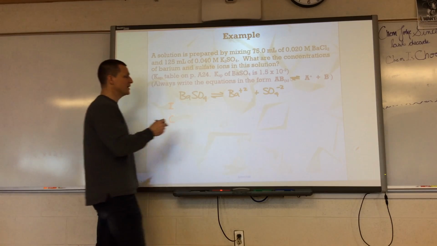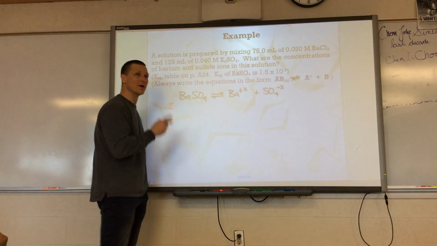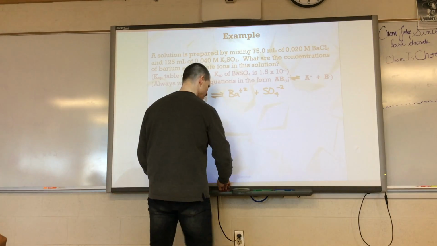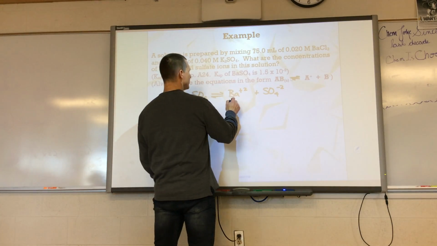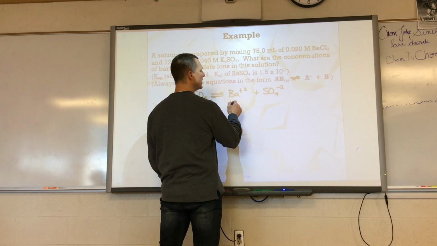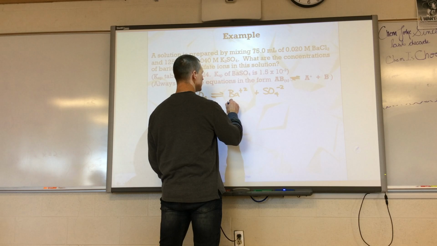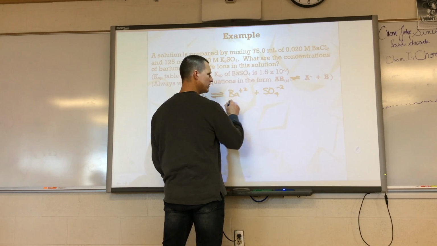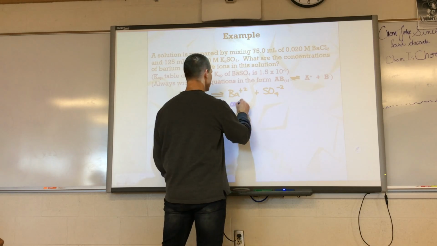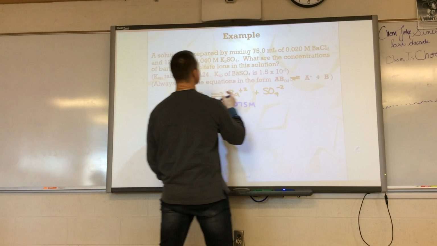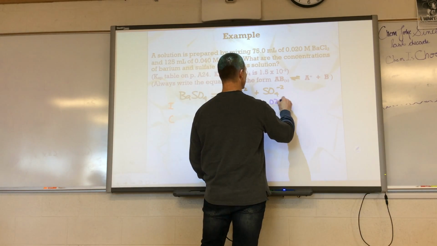So we have to come up with the initial concentration of barium and sulfate. Once again, remember, they're being diluted, so make sure you have the dilute concentrations on here. The barium goes down to 0.0075. Is that right? 0.0075? And then the sulfate goes down to 0.025.